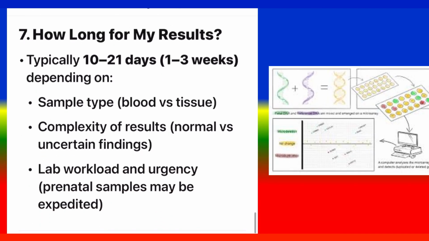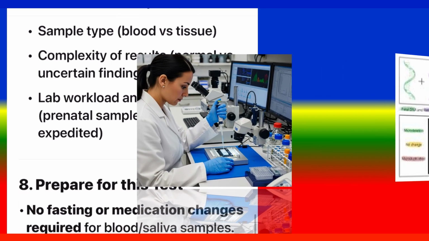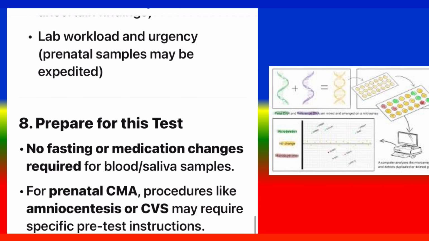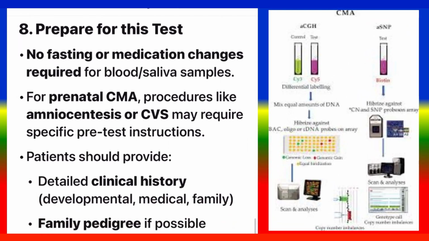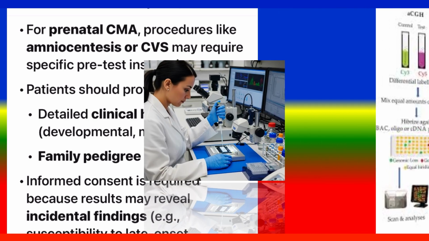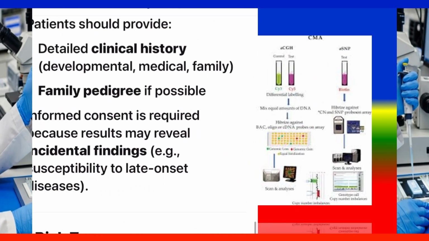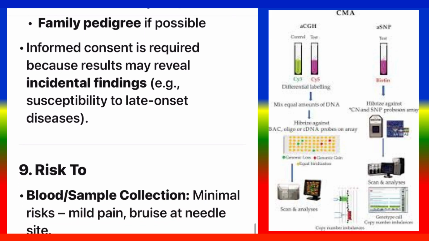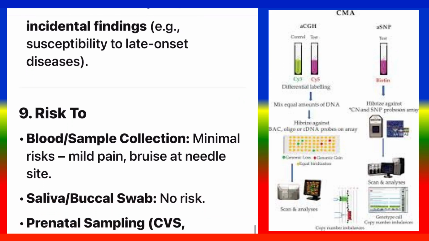7. How long for my results? Typically 10 to 21 days, 1 to 3 weeks, depending on sample type, blood versus tissue, complexity of results, normal versus uncertain findings, lab workload, and urgency. Prenatal samples may be expedited. 8. Preparing for this test. No fasting or medication changes are required for blood or saliva samples. For prenatal CMA, procedures like amniocentesis or CVS may require specific pre-test instructions. Patients should provide detailed clinical history, developmental, medical, and family pedigree if possible. Informed consent is required because results may reveal incidental findings, e.g., susceptibility to late-onset diseases.